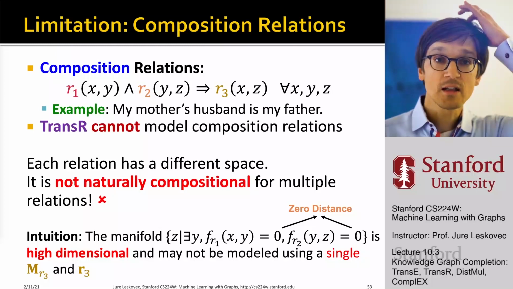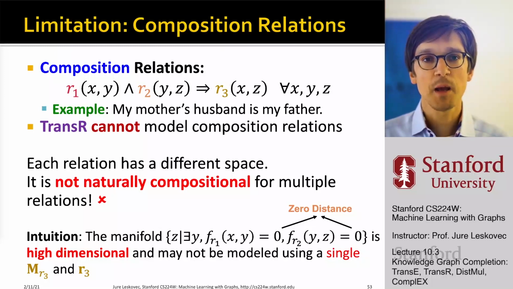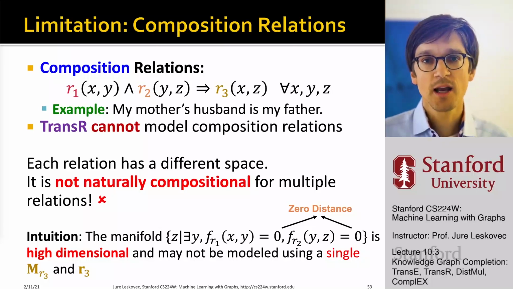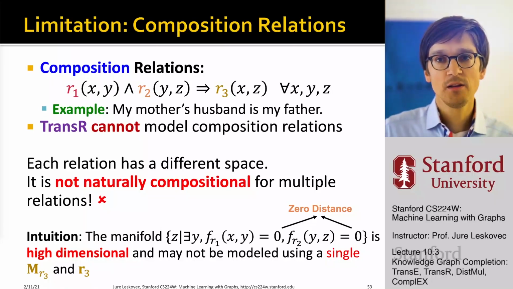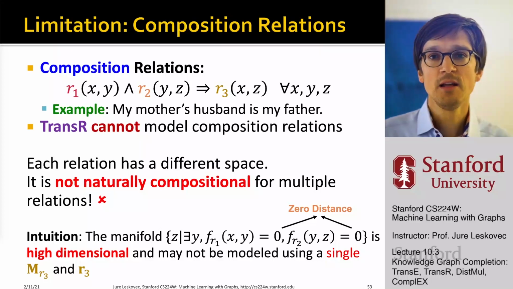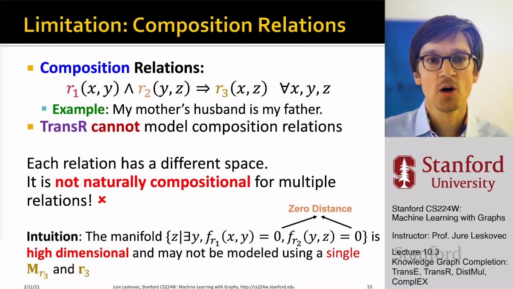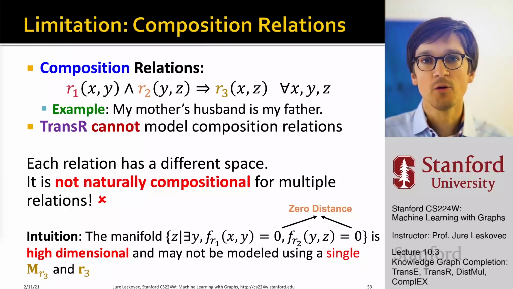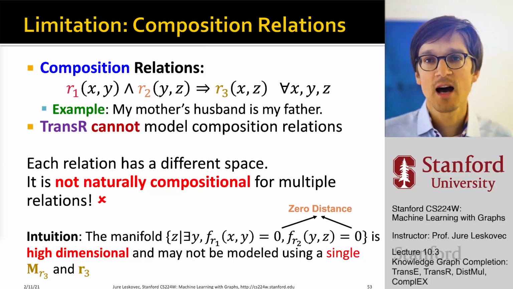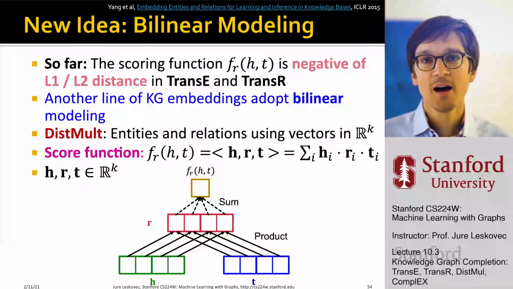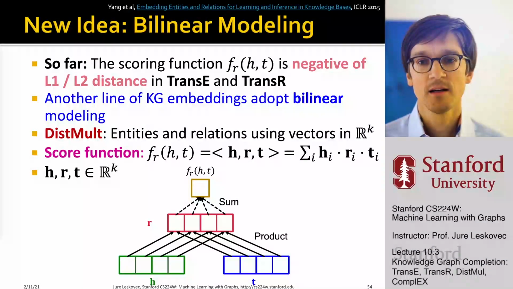The reason for this is that each relation has a different space. We know how to model from the original space to the relation-specific space, but we don't know how to model between different relation-specific spaces. So these relation-specific spaces are not naturally compositional. This means that composition relations TransR cannot do. So this was the second method we discussed.